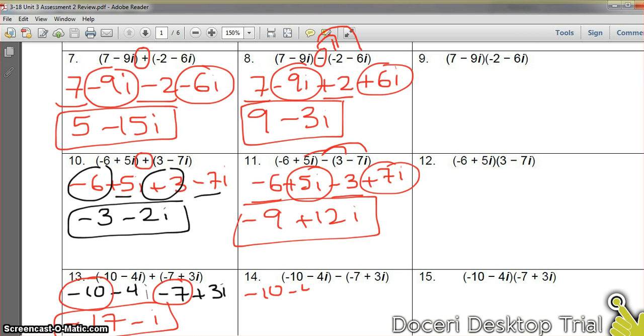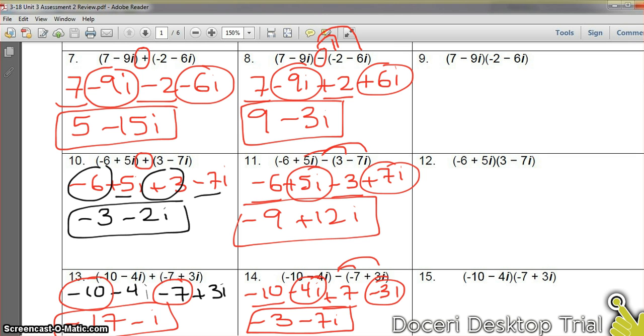Again, negative 10 minus 4i does not change. The negative changes the sign of the parentheses that's next to it. So it's going to be plus 7 minus 3i. So negative 10 and plus 7 is going to be negative 3, and negative 4i and negative 3i is going to be negative 7i. So your final answer is negative 3 minus 7i. Now let's move on to number 9.